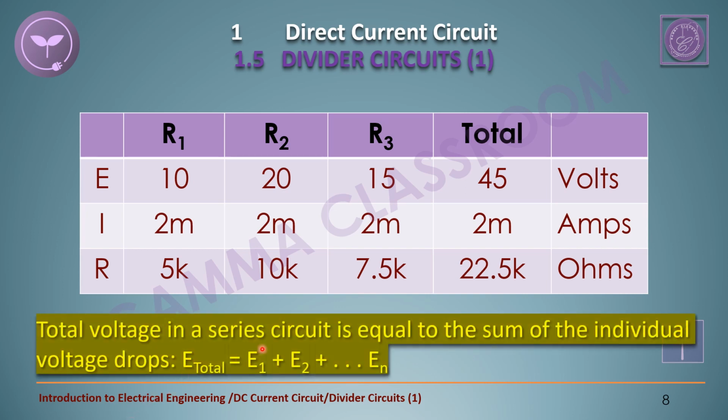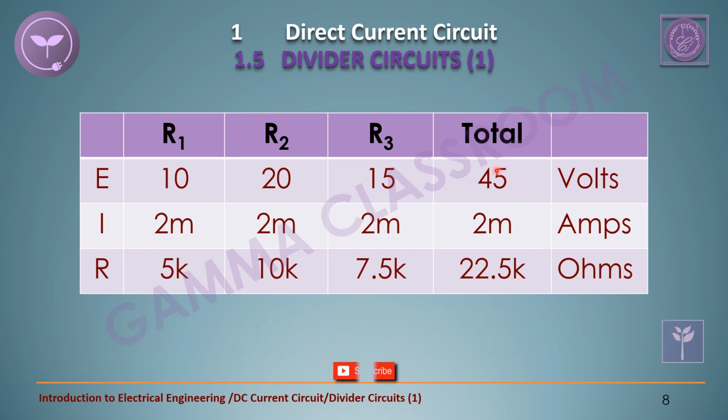total voltage in a series circuit is equal to the sum of the individual voltage drops. It means E total equals E1 plus E2 plus En. Here, the total voltage is 45, R1 voltage drop is 10, R2 voltage drop is 20, R3 voltage drop is 15. So 10 plus 20 equals 30, plus 15 equals 45. So the calculation in this table is correct.